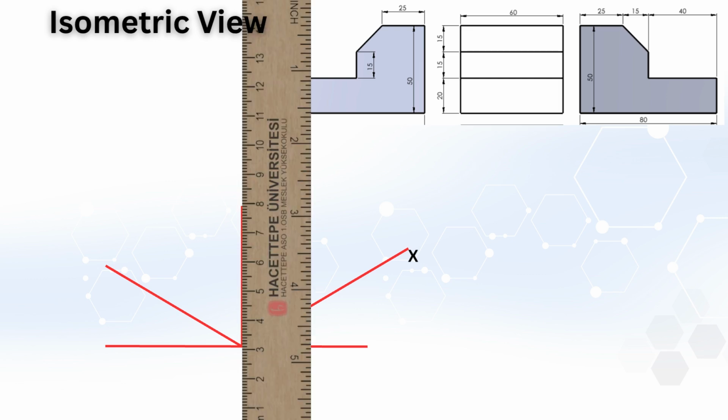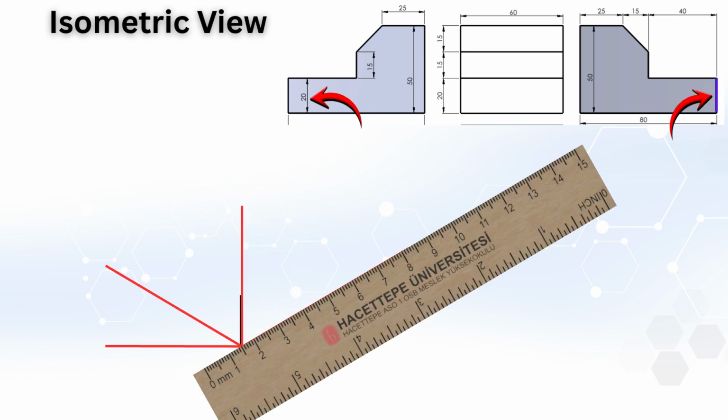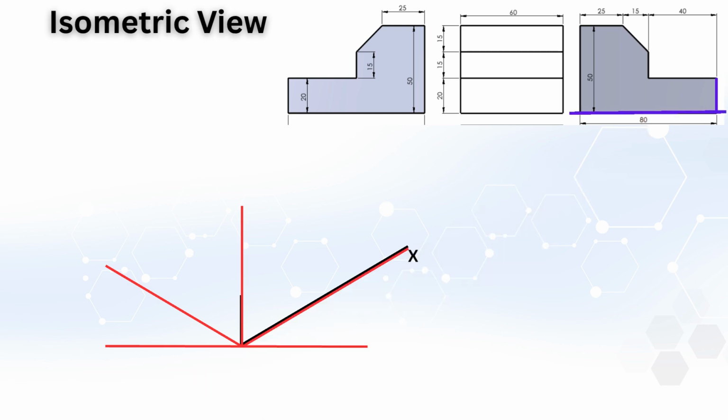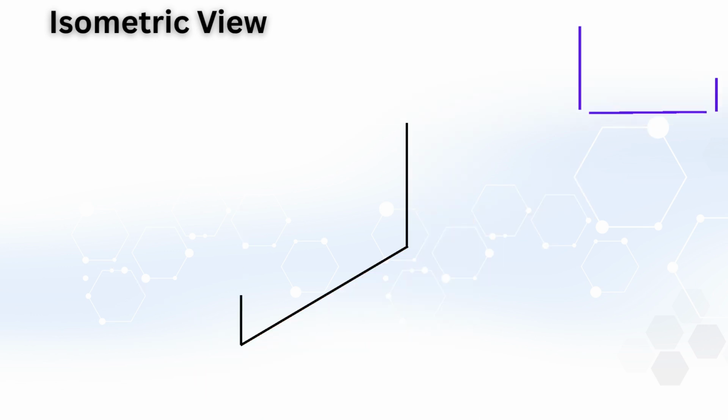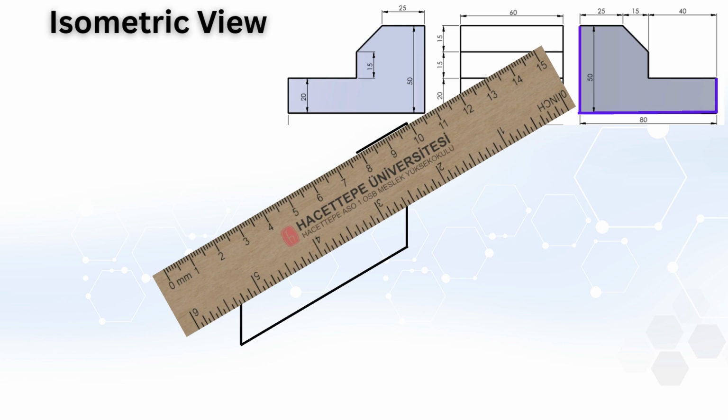First, draw a vertical line of 20 mm along the y-axis. From the end of this line, draw an 80 mm line in the x-axis direction. At the end of this 80 mm line, draw a 50 mm vertical line upward. Then, from the top of this vertical line, draw a 25 mm line parallel to the x-axis.